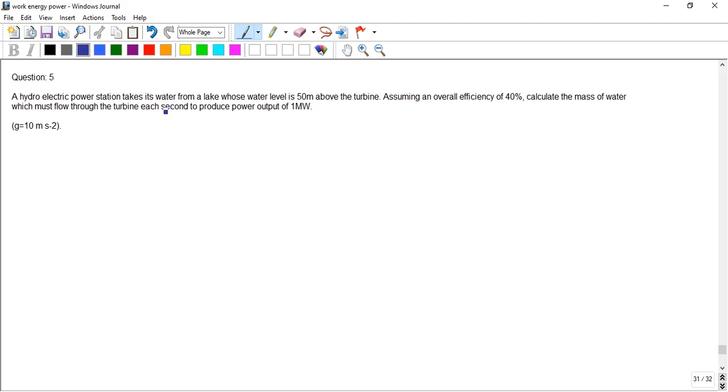A hydroelectric power station takes water from a lake. The water level is 50 meters above the turbine, assuming the overall efficiency is 40%. Calculate the mass of water which must flow through the turbine each second to produce an output of 1 megawatt. Okay, so calculate the mass of water. Very easy. So the water level is 50 meter above the turbine, efficiency is 40%. So here the efficiency for the turbine.